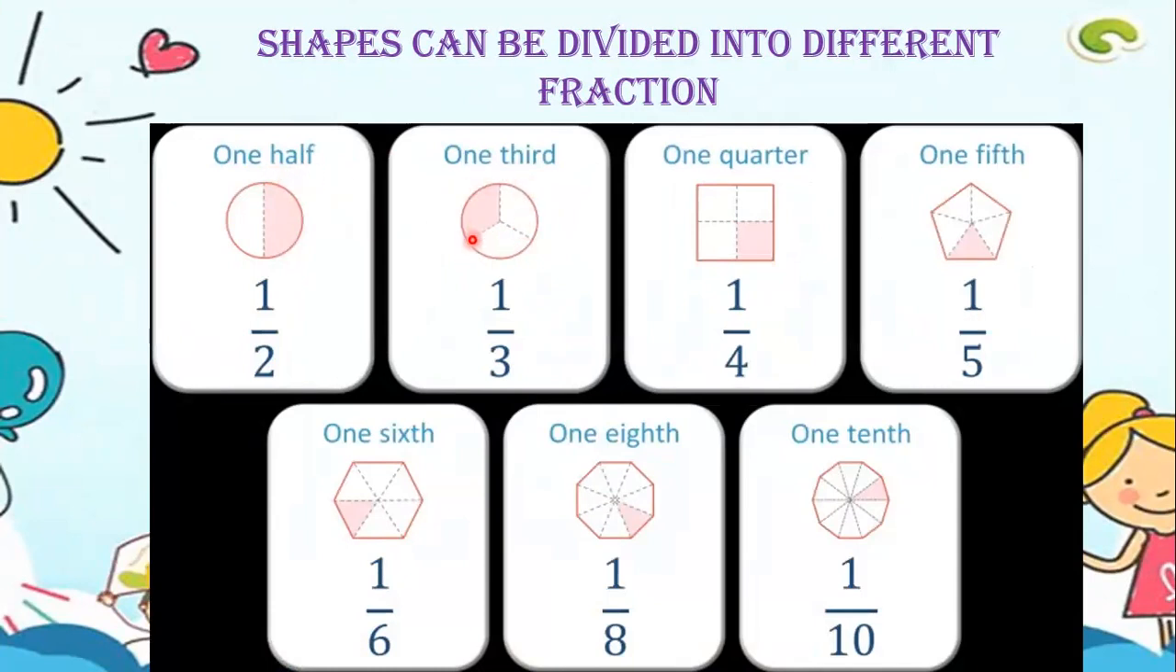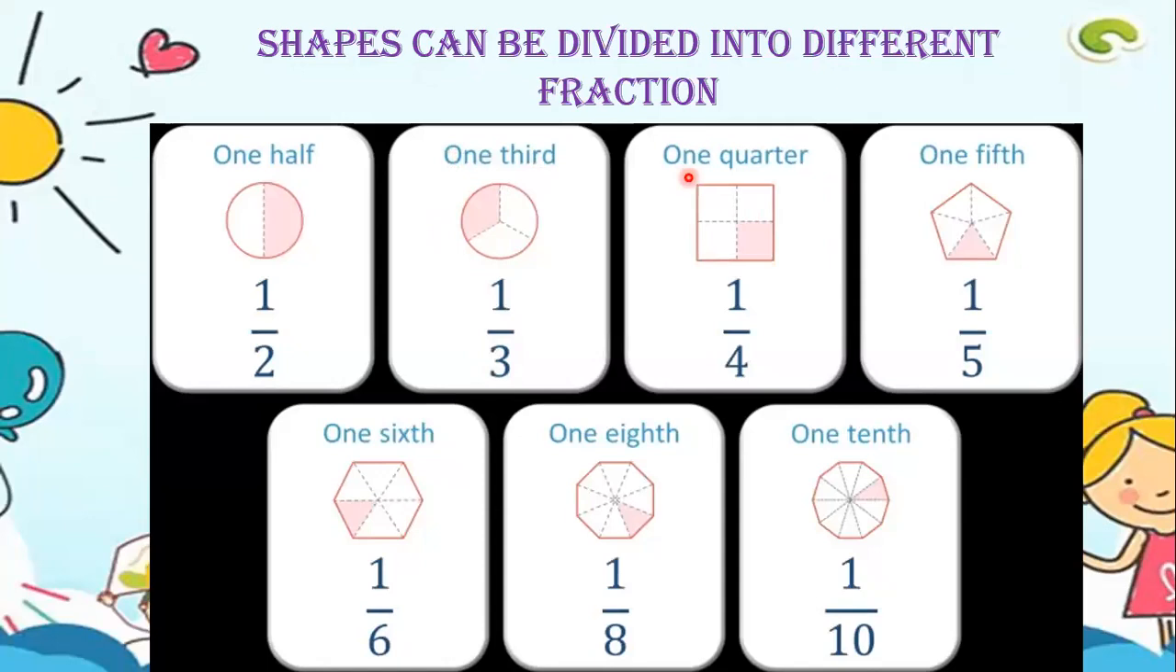Then in the next figure, we have divided the whole into three equal parts. 1, 2, 3. Out of three equal parts, one part is shaded. So we have written 1 upon 3. One part is shaded out of three equal parts, and it is called 1/3.